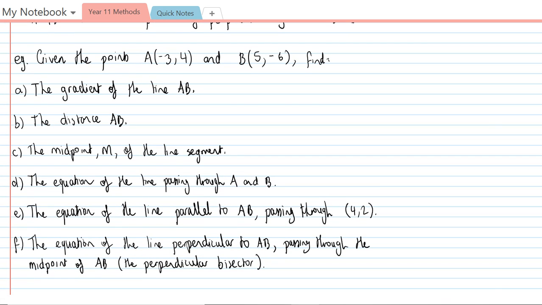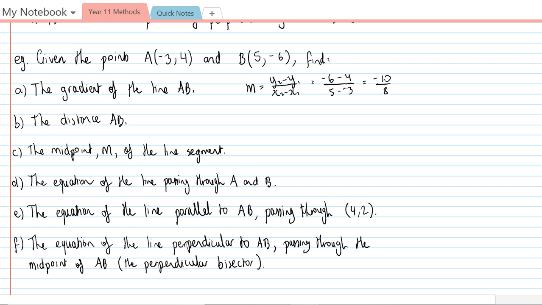So to begin with, we've got 2 points, A at the coordinates -3, 4, and B at coordinates 5, -6. Find the gradient of the line AB. Righto. Firstly, I'm going to use the gradient rule, so m equals y2 minus y1 over x2 minus x1, which in this case is -6 take 4 over 5 take -3. So that worked out to be -10 over 8, which simplifies to -5 on 4. So that's the gradient.